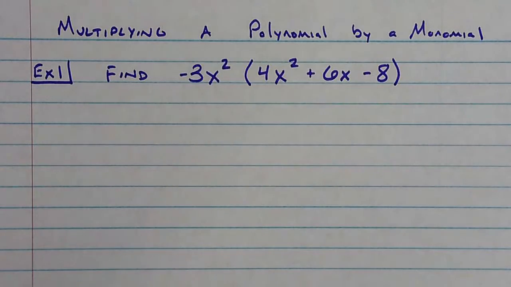All right, we're going to take a look at multiplying a polynomial by a monomial. So what we're doing is we're going to combine the distributive property with our laws of exponents that we've learned previously. Example 1, find negative 3x squared times the quantity 4x squared plus 6x minus 8.